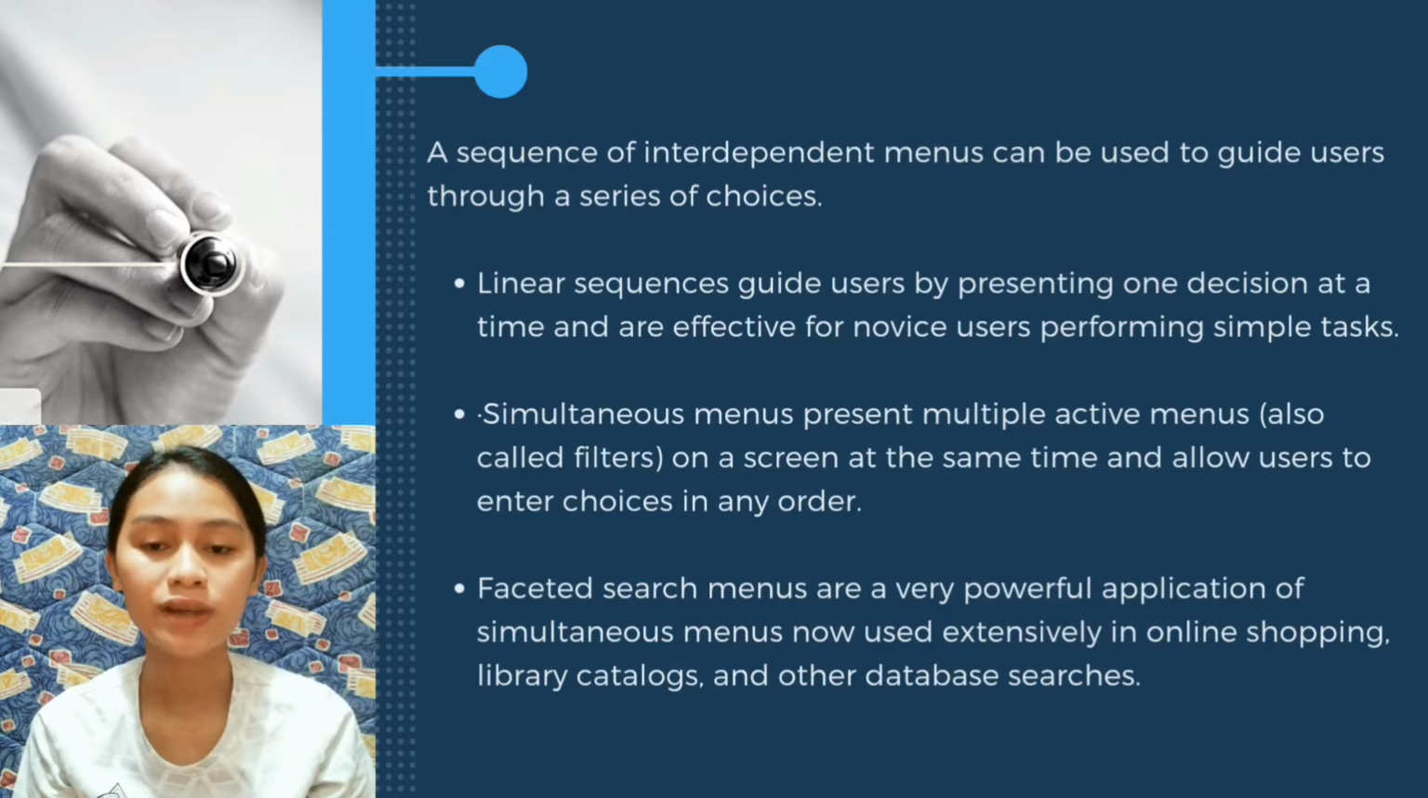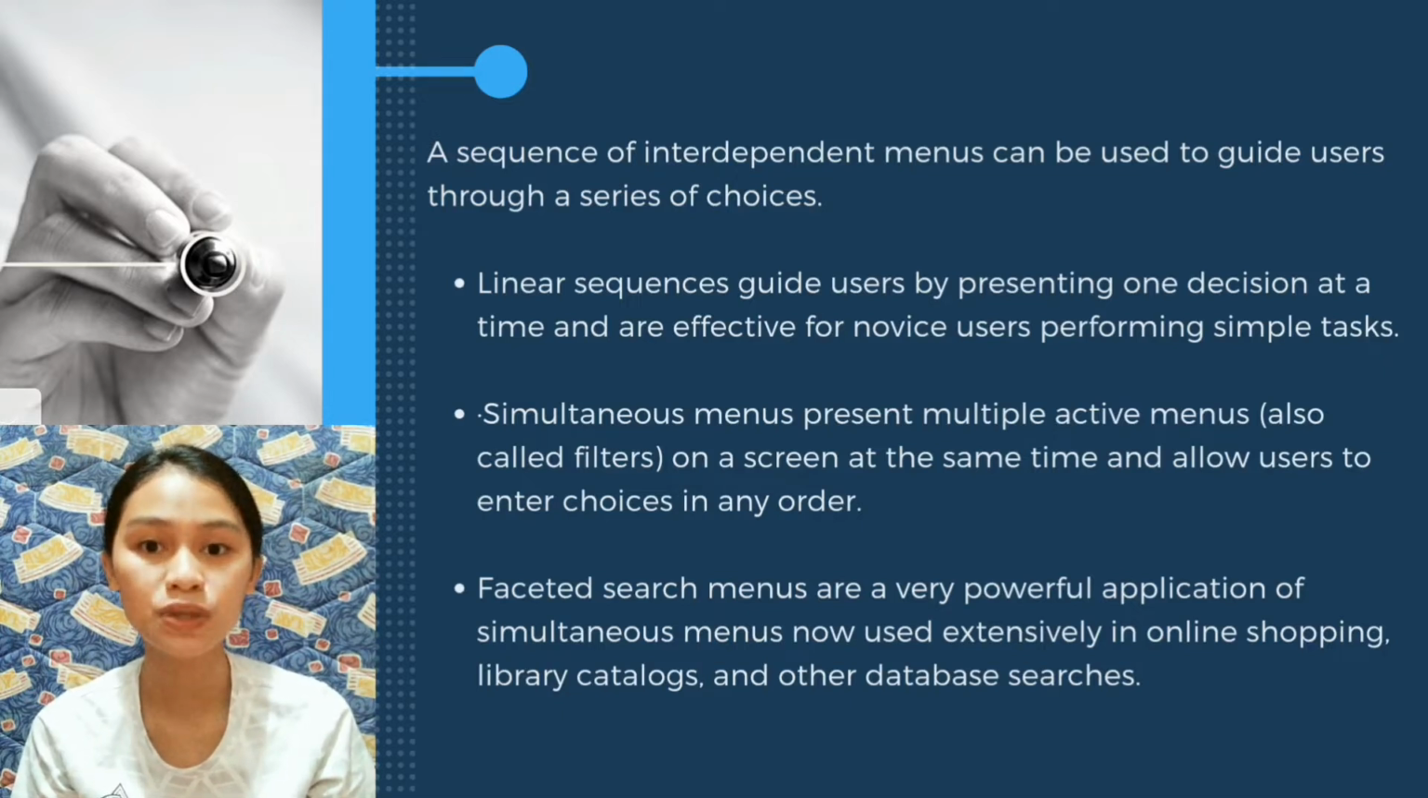Linear sequences guide users by presenting one decision at a time and are effective for novice users performing simple tasks. They may be the only possible option for a small display. Simultaneous menus present multiple active menus, also called filters, on a screen at the same time and allow users to enter choices in any order. They require more display space. However, experienced users performing complex tasks benefit from simultaneous menus.